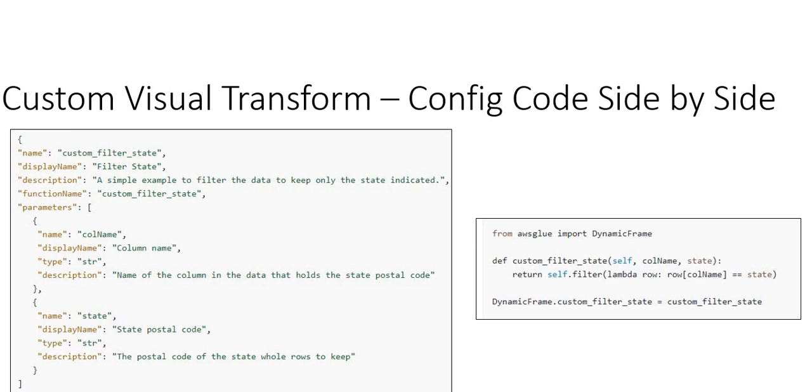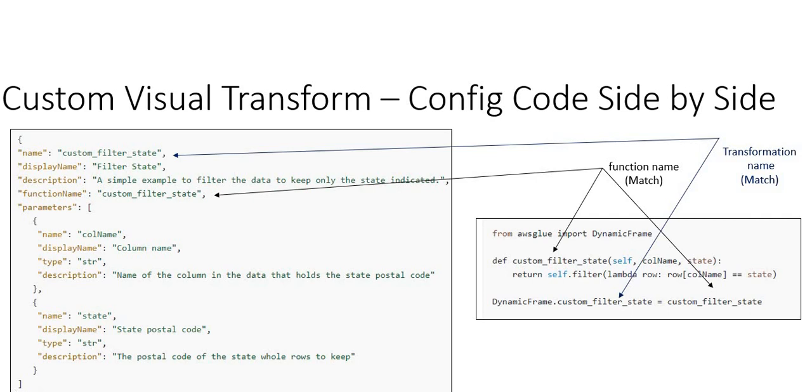A few things here. The first one, you see the function name over here, the custom filter state. This custom filter state is the function name, which is performing the data transformation. That is mentioned in the function name over here as well. And that is something you set here in the dynamic frame as well. So this function name, this instance, and this instance should match.